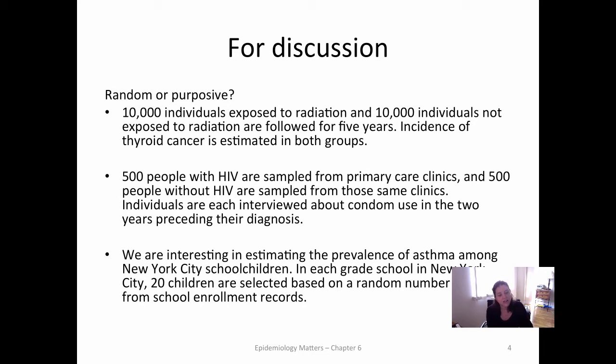Finally, we are interested in estimating the prevalence of asthma among New York City school children. In each grade, in New York City, 20 children are selected on the basis of a random number generator from school enrollment records. So this is an example of a random sample.